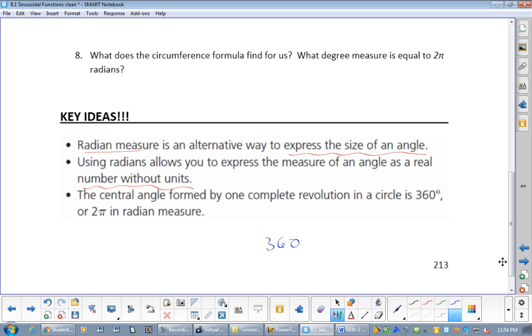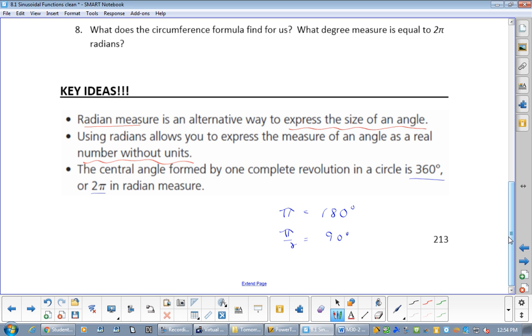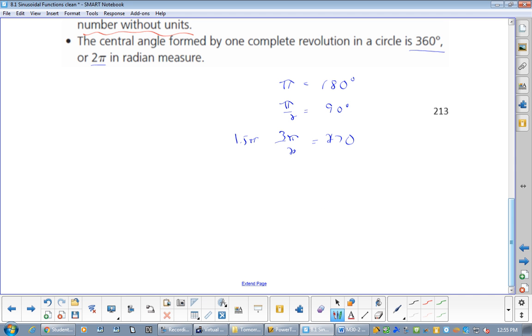Okay? So 2 pi is 360, pi is 180 degrees. Know those, okay? And pi over 2, does that make sense? That'd be 90. And 3 pi over 2, that's 1.5 pi, right? That's what that means. And of course, 2 pi is 360.